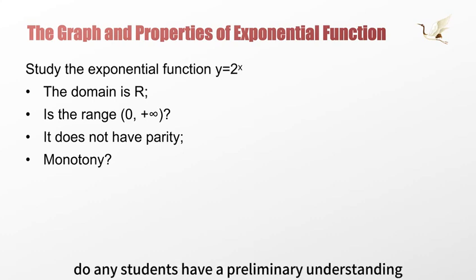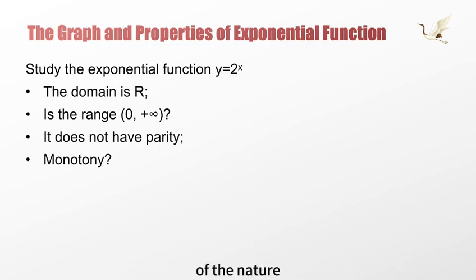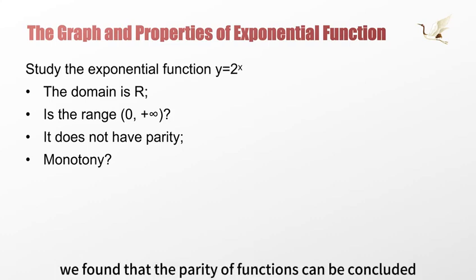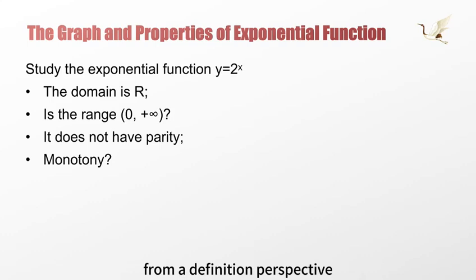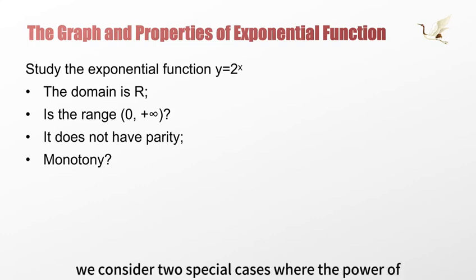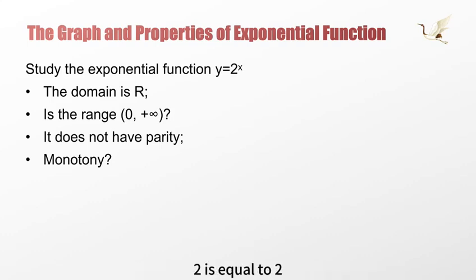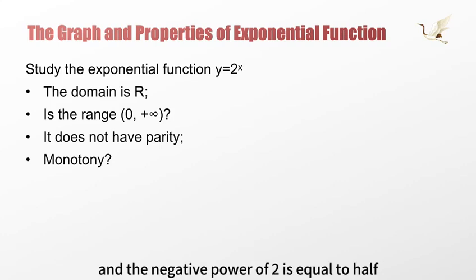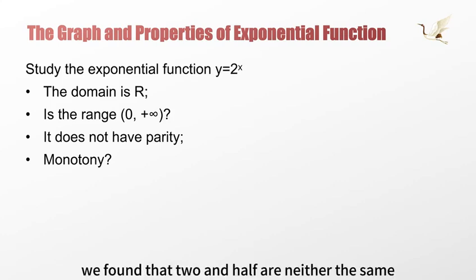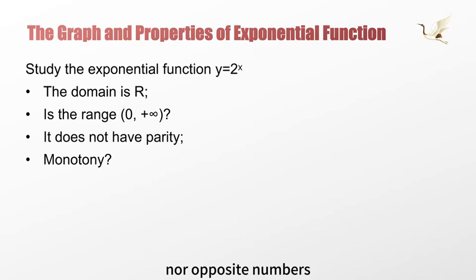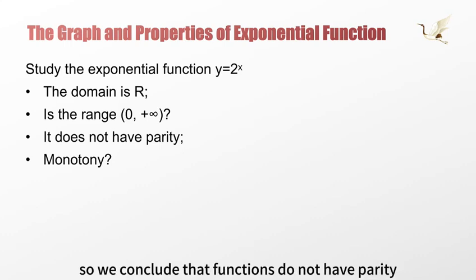Do any students have a preliminary understanding of the properties? We found that the parity of functions can be concluded from a definition perspective. We consider 2 special cases, where 2 to the power 1 is equal to 2, and 2 to the power negative 1 is equal to one half. We found that 2 and one half are neither the same nor opposite numbers, so we conclude that the function does not have parity.